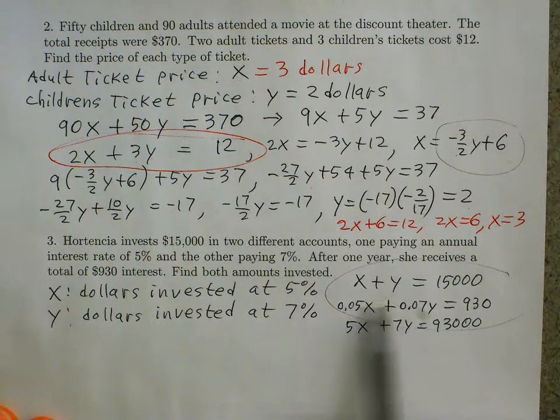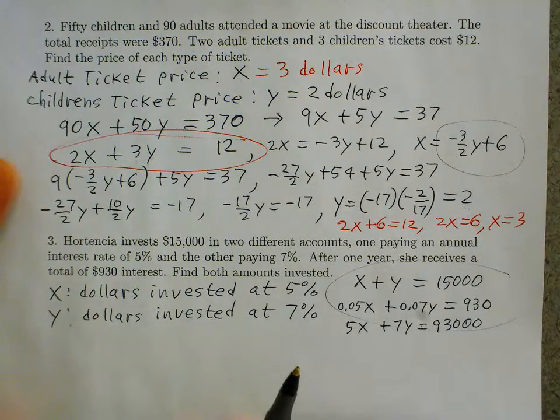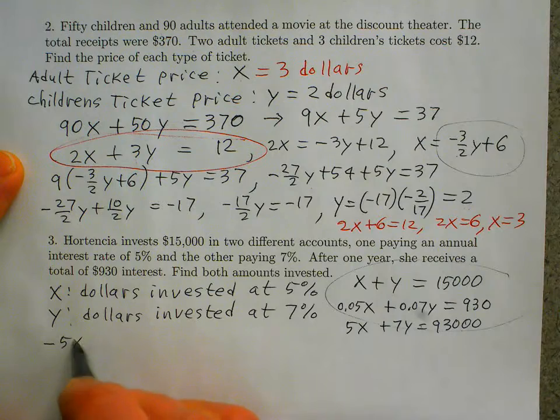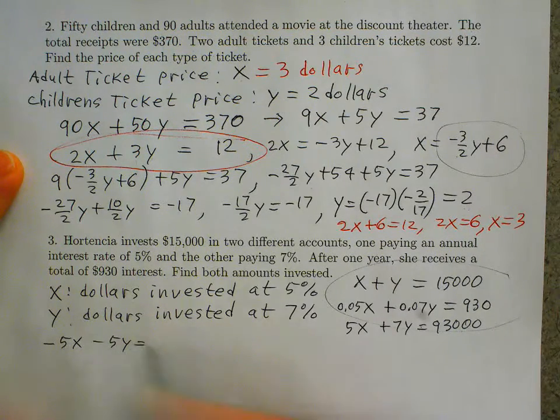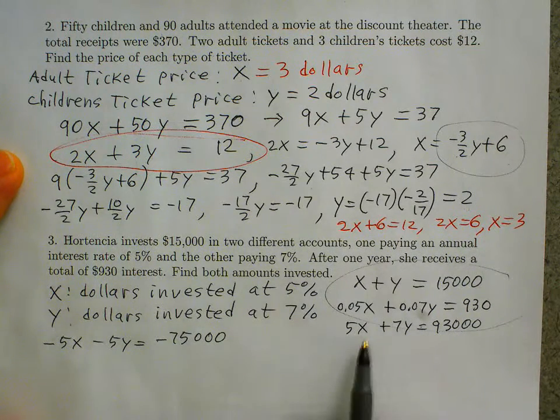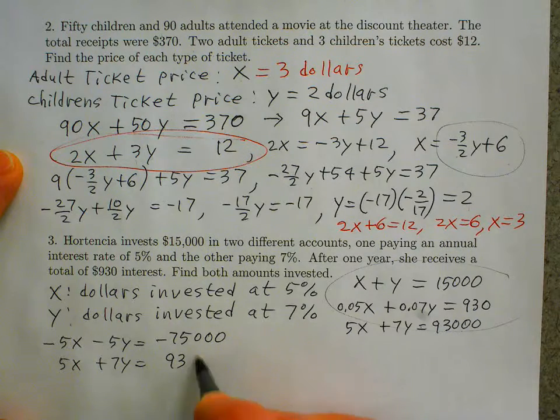Okay, so let's try the addition method this time. If we multiply every term on both sides of the top equation by -5, we'll get -5x minus 5y, and -5 times 15,000 is -75,000. Then we add that to the other equation, 5x plus 7y equals 93,000.